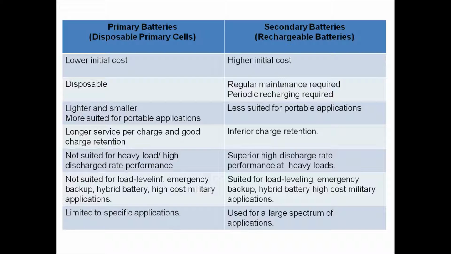Primary batteries are not ideally suited for heavy load or high discharge rate performance, while the secondary cells have superior high discharge rate performance at heavy loads. And the secondary battery is ideally suited for load leveling, emergency backup, hybrid battery, and high-cost military applications, while the primary cells are not ideally suited for these applications.